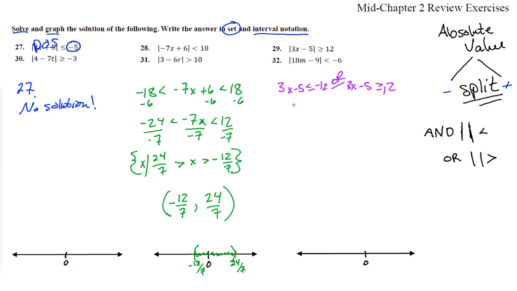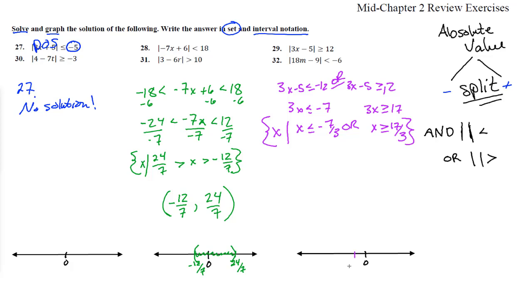So solve this one: add 5, 3x is less than or equal to negative 7, divide by 3, and we get x less than or equal to negative 7/3. Or add 5 and we get 3x greater than or equal to 17, divide by 3 and we get x greater than or equal to 17/3. Put our nice little notation here, and that is set notation as a solution.